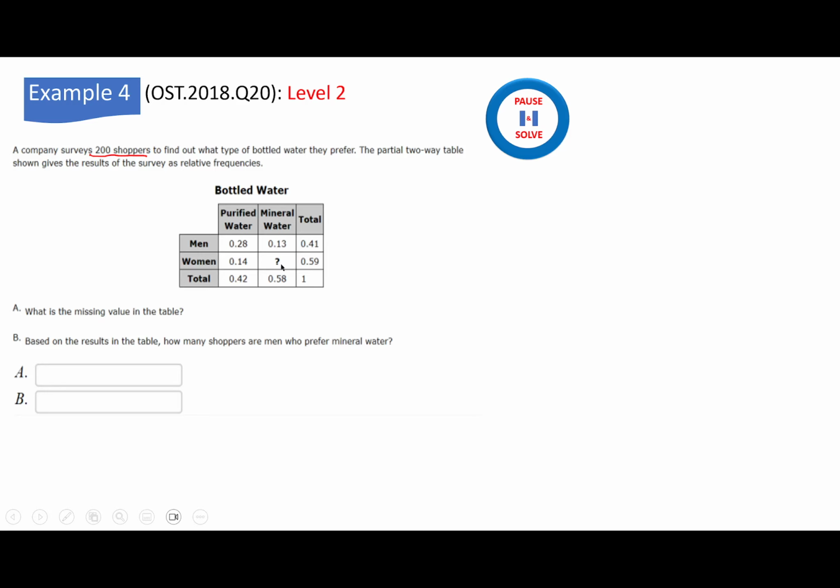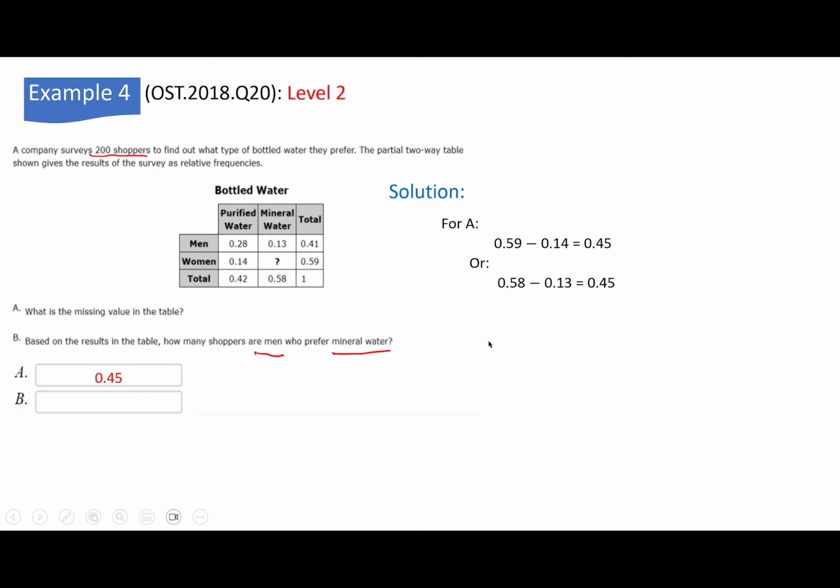And then based on the results in the table, how many shoppers are men who prefer mineral water? So first of all, let's find the missing information here. Either this plus this is equal to 0.58, or this plus this unknown is equal to 0.59, which means to find this, you can subtract this minus this, or this minus this. So 0.45, we found that.